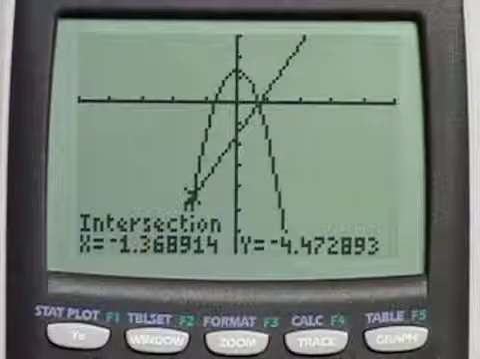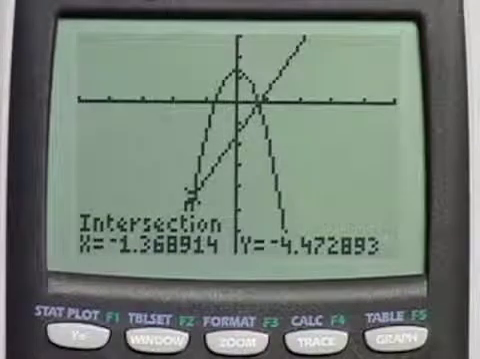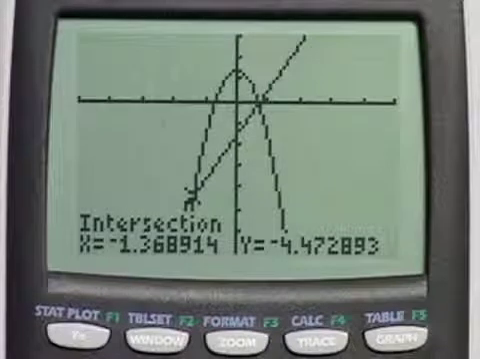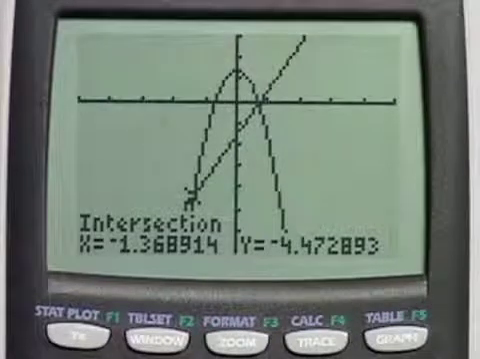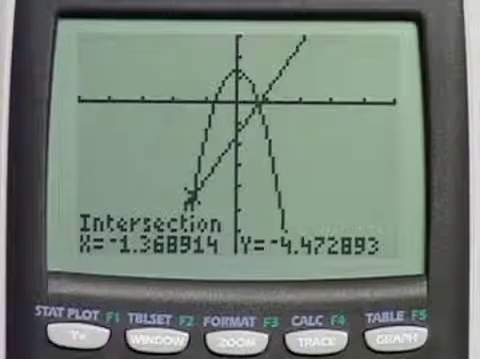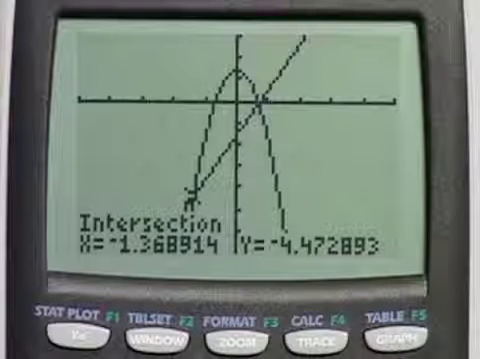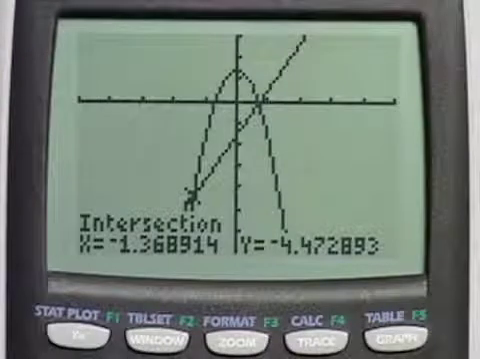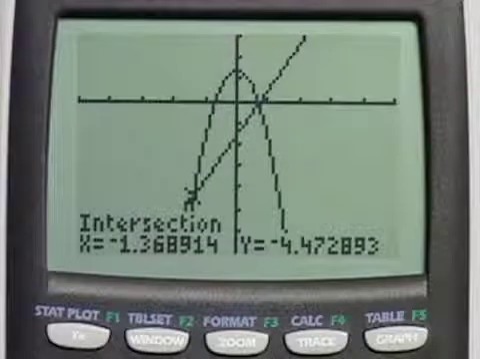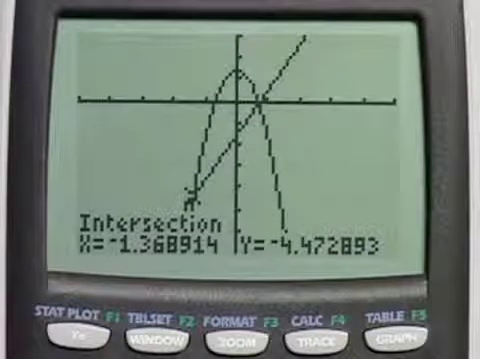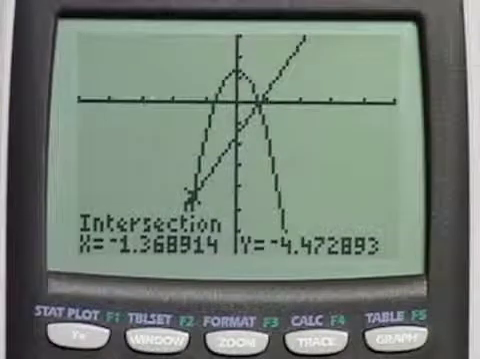For the x value, it's -1.368914, and for the y value, it's -4.472893. What we're interested in is really just the x value there, and we're going to round it off to the hundredths, so the x value is approximately -1.37.